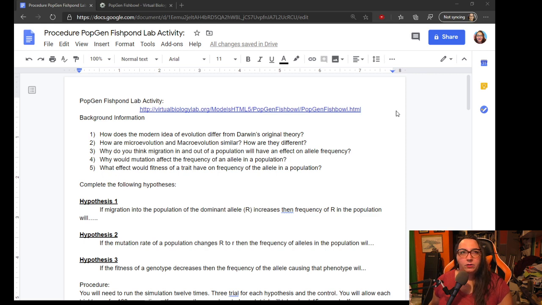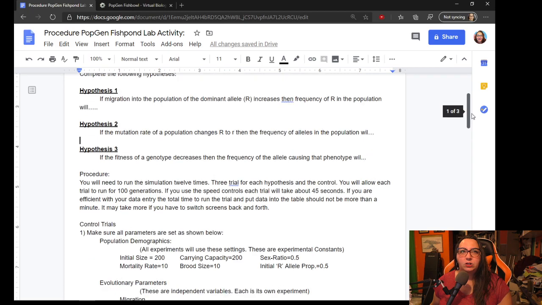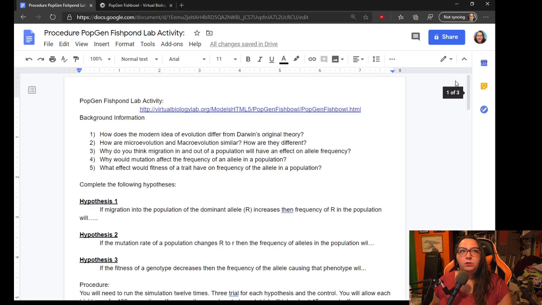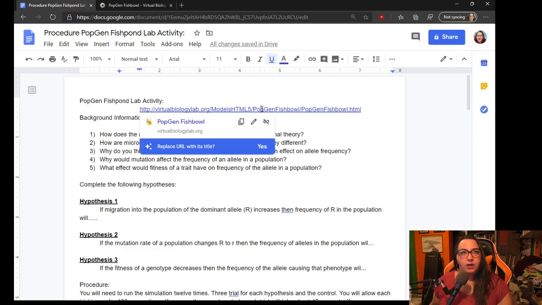So the procedure is here, and this is all in the Google Doc that's attached to the lab. There's a link there as well to get you to the lab activity. And there's a link here that will get us there as well. So we're doing the PopGen Fishbowl.